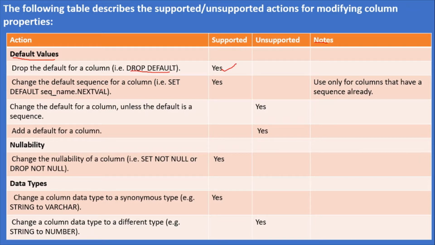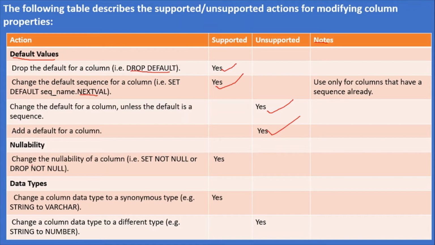Change the default sequence for a column: set default sequence name dot next value. It will support. Change the default for a column unless the default is a sequence. If you have a default column, we can change it as I said earlier. If there is none, then it is unsupported. Add a default for a column. You already created a column without a default. Now, if you want to add a default, it will not support.